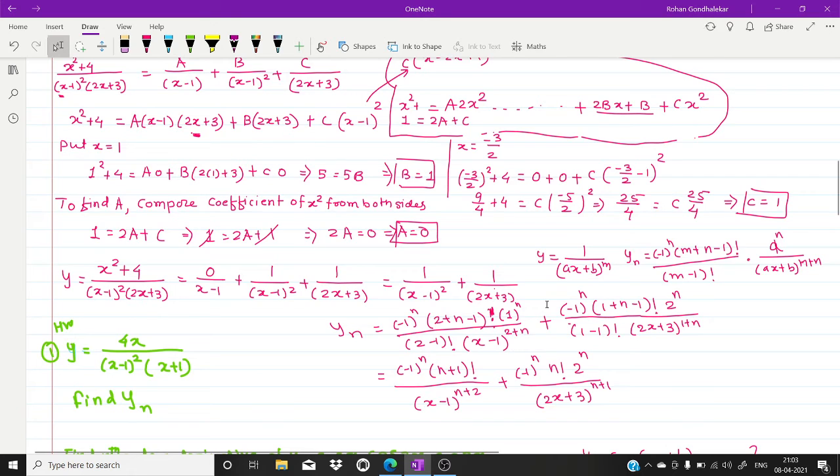Just have a look on this. y is equal to 1 upon x plus b bracket raised to m. Here we have the term 1 upon x minus ai. So here b is minus ai, a is 1 and m is also 1. So we are going to use this formula.